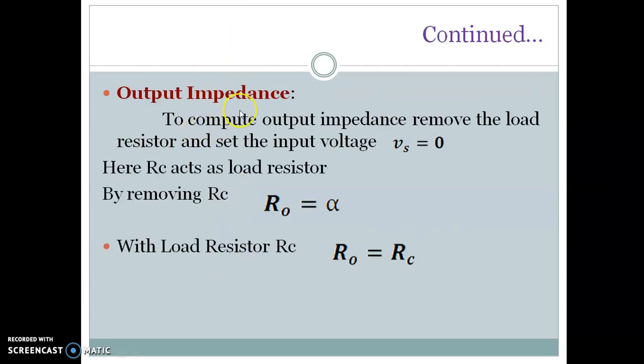Next, output impedance. To compute your output impedance, we have the standard procedure. That is, we have to short circuit the AC source. So Vs has to be made 0. And if you have any load, then you have to remove the load. Here RC will act as a load resistor. So if I remove the RC, when Vs is made 0, Is is equal to 0, IB is equal to 0. So then HFE IB, that is your collector current, will also become 0. So it will appear as if it is an open circuit. So R0 is infinite, but with the load resistor RC taken into account, it becomes infinity parallel RC. So therefore it becomes approximately equivalent to RC.